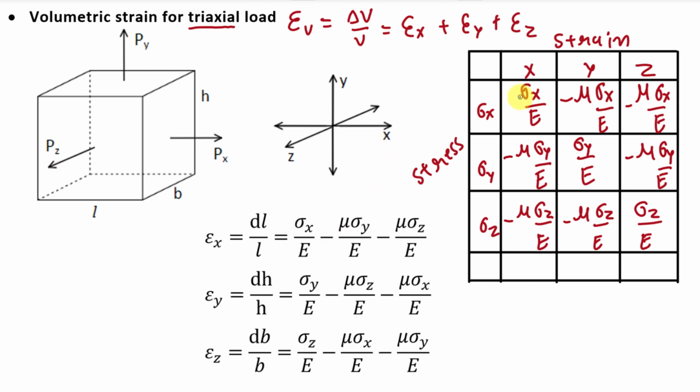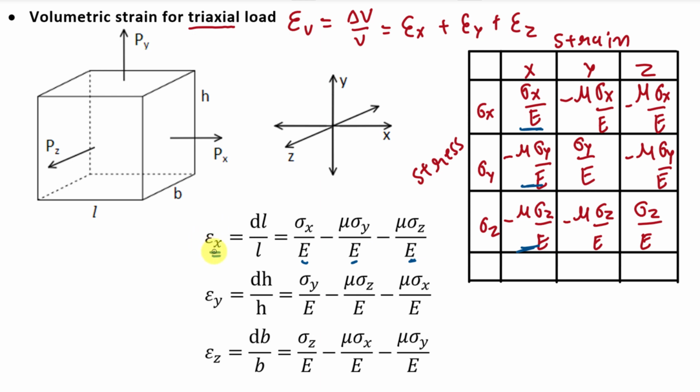Now to find out the value of strain in x direction, that is epsilon x, due to the triaxial load applied on this body, we have to take the sum of all the strains in x direction due to sigma x, sigma y and sigma z. In short, to find epsilon x, we have to take the sum of these three strains. So it will be sigma x divided by E, minus this term mu sigma y divided by E, minus this term mu sigma z divided by E, right?